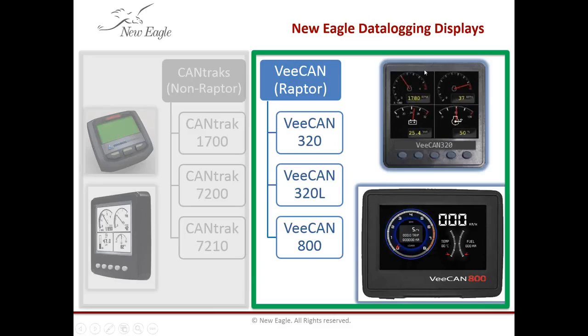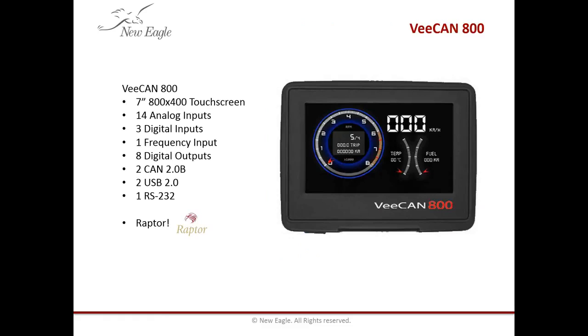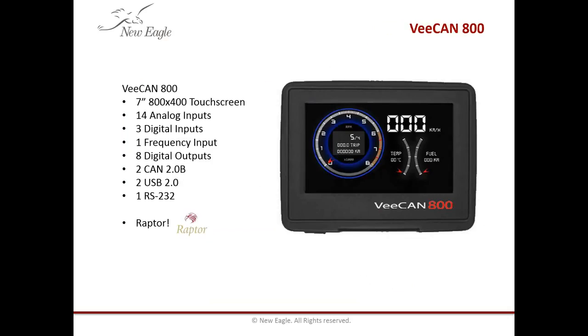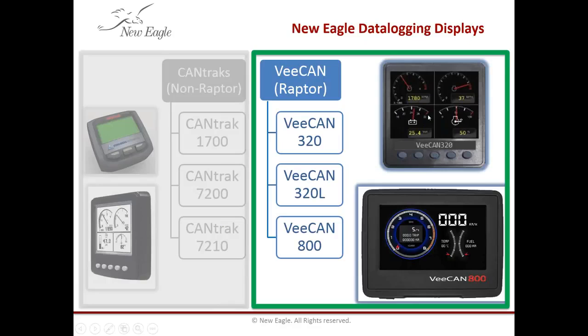So the VCAN data loggers, we have the 320 and the 800. Both support USB data logging to the USB stick, up to 64 gigabytes or more. And we have two products. So two ways we can do data logging, which is through the VCAN 320 data logging product or the Raptorized VCAN 320 with custom data logging. And we'll show you both of those today, but we'll start with the productized data logger.